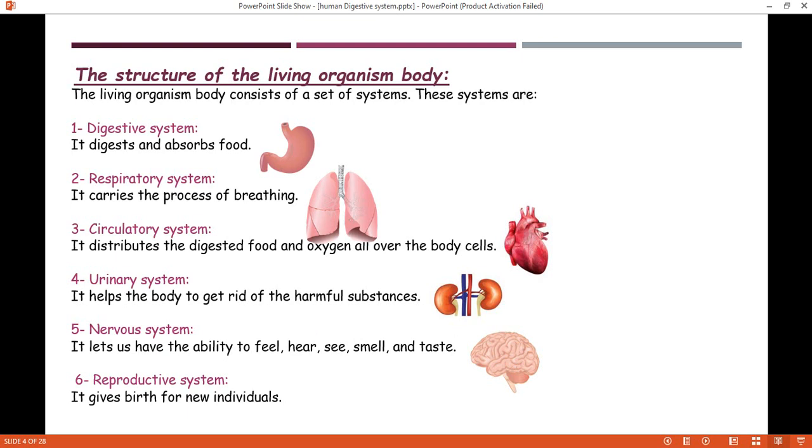Okay. And the reproductive system, it gives birth to a new individual who looks like us. So the parents have offspring. The parents have babies. So this is considered as a new individual.